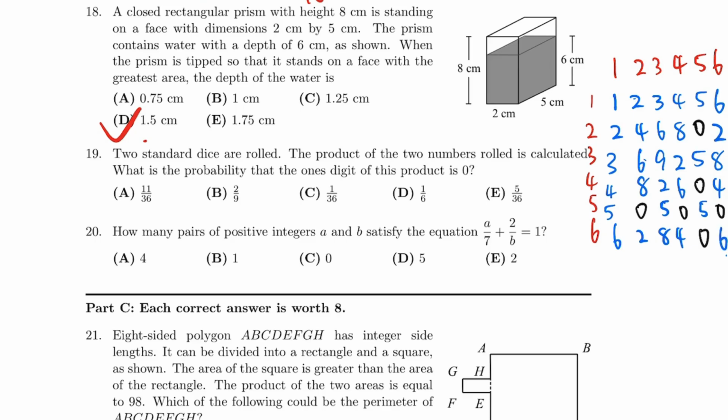So how many 0s do we have? 1, 2, 3, 4, 5, 6. So 6. 6 divided by 36. Simplified, 1 over 6. Answer is D.